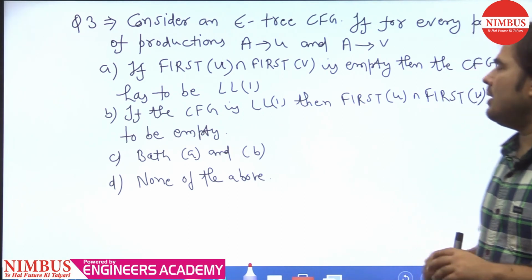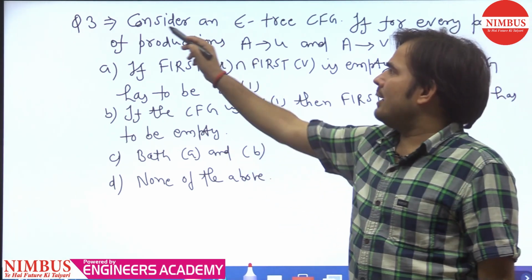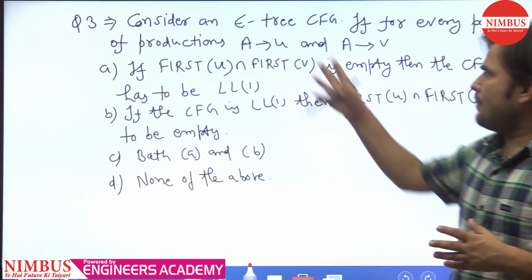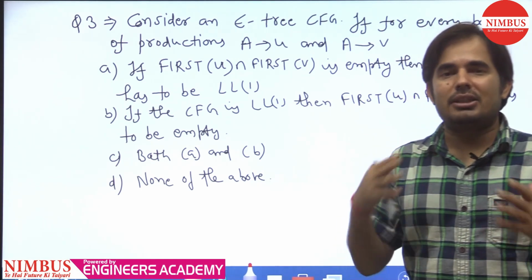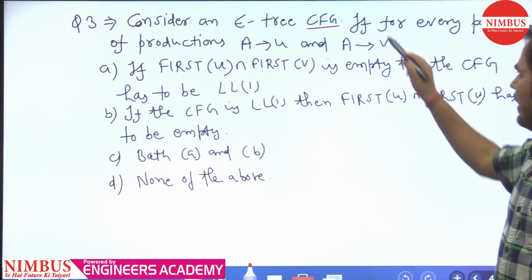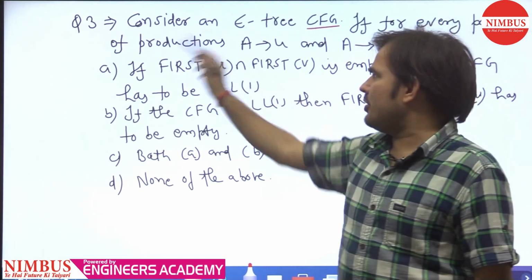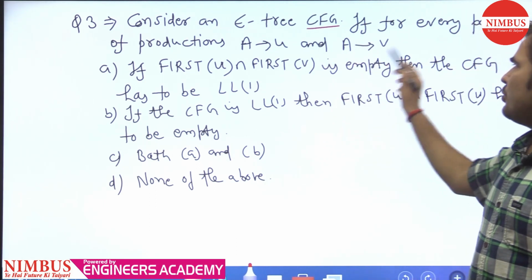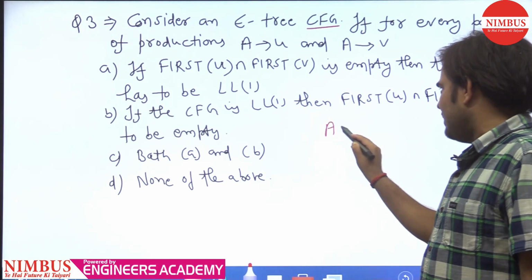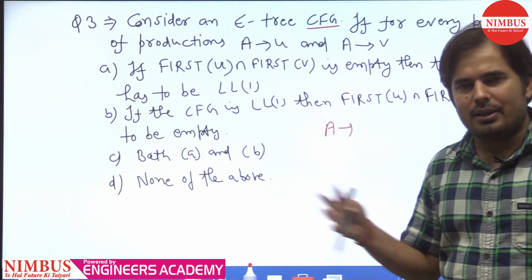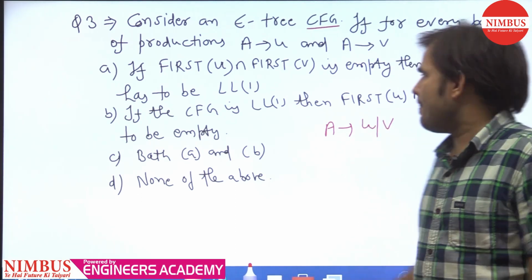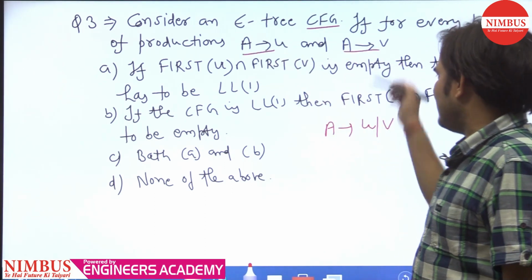This is question number 3. Read the question carefully. Consider epsilon, and epsilon is nothing but the empty string. Consider a context-free grammar (CFG). If for every pair of productions A tends to U and A tends to B, you can write it like this, or combined as A tends to U slash B, then you can write these different productions like this also.